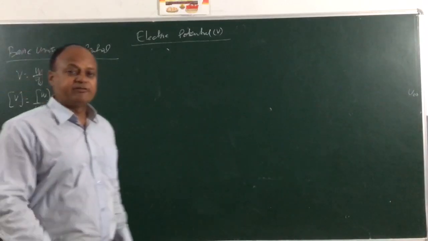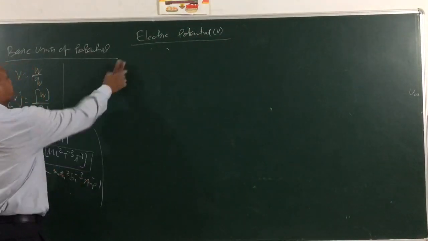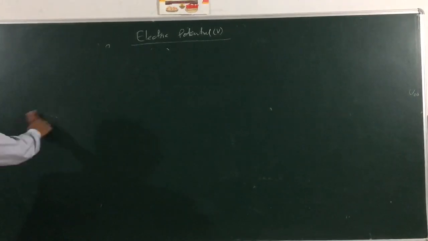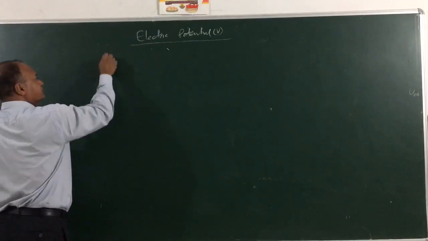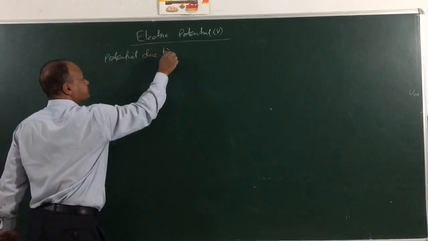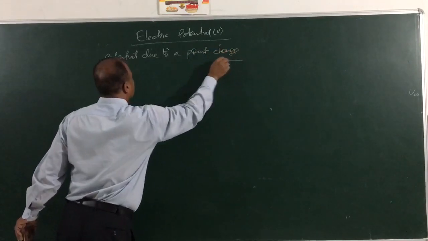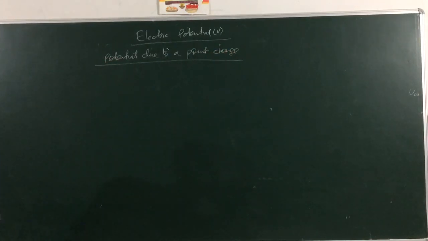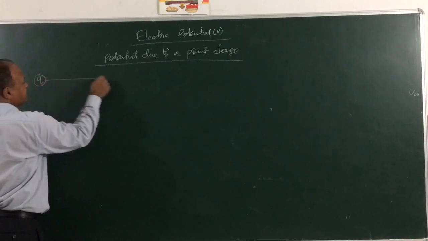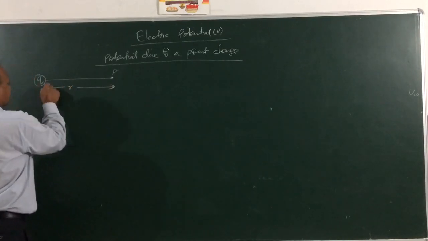Now we are doing a very important derivation: potential due to a point charge. One small derivation, potential due to a point charge. Suppose we have a charge Q. I want to find out the potential at a point P located at distance r from it.